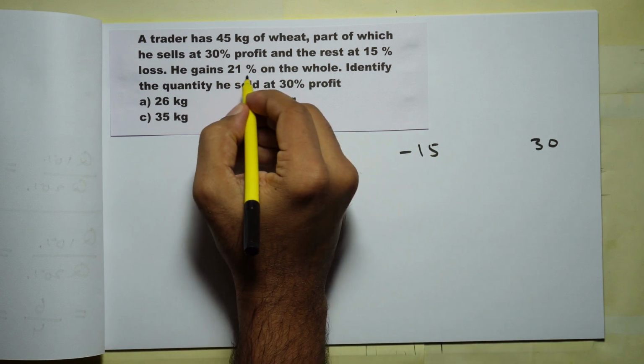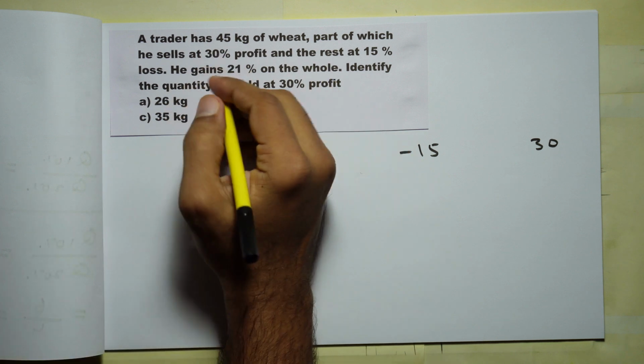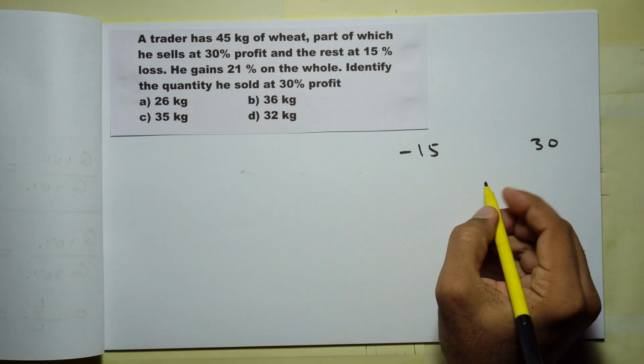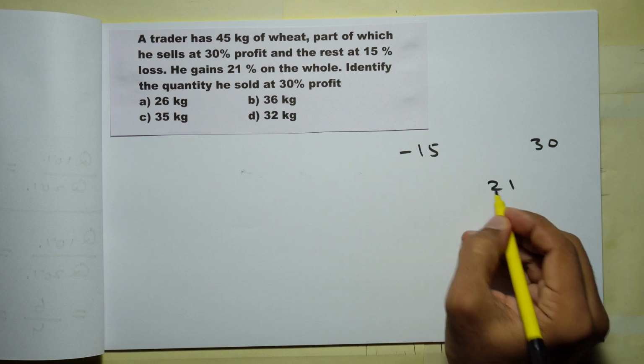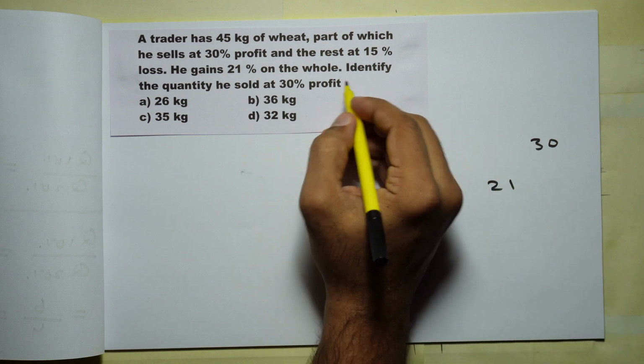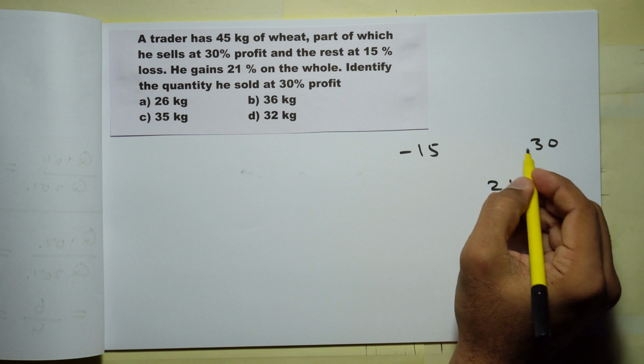He gains 21% on the whole. Gains means he gets a profit of 21%. So overall he gains 21%. Identify the quantity he sold at 30%.